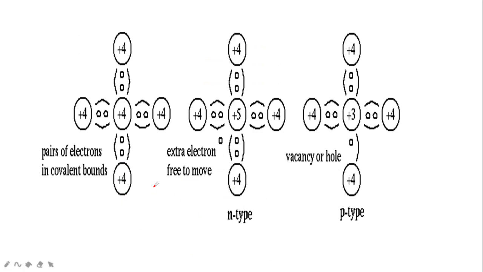Now let's compare these. These are intrinsic semiconductors. There is no external material. They are all semiconducting materials having valency plus 4. This is n-type, because there is an extra electron free to move; we are doping a pentavalent atom here. This is p-type, an extra hole to move, because we are doping a trivalent acceptor atom here. Now, I think the concept is clear.